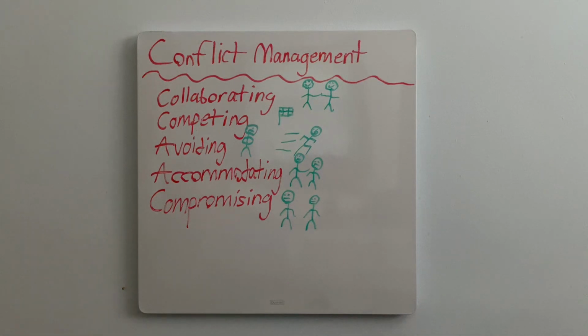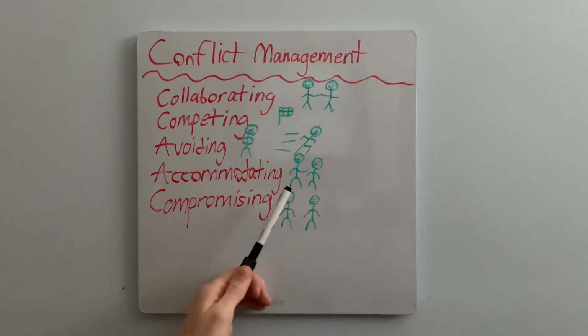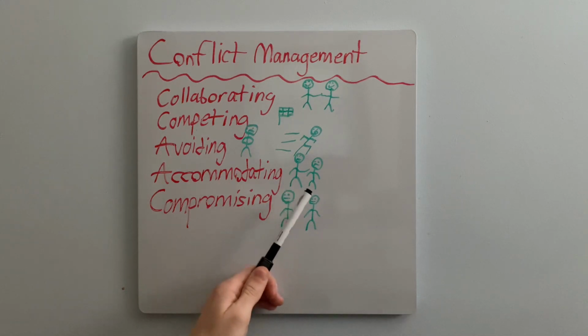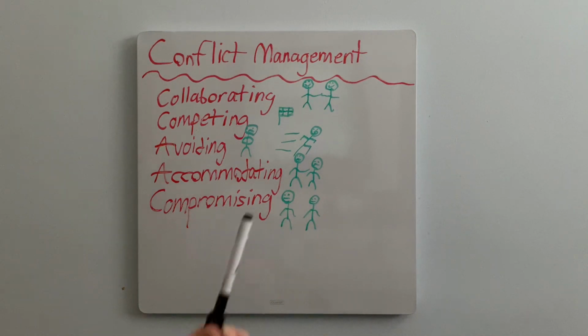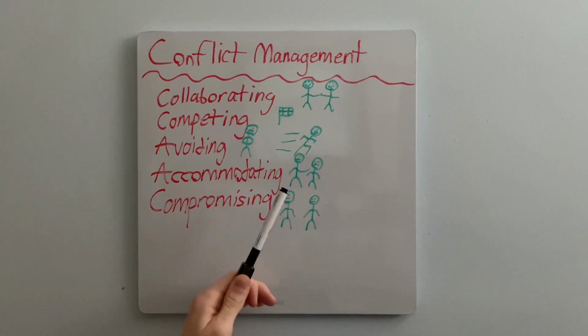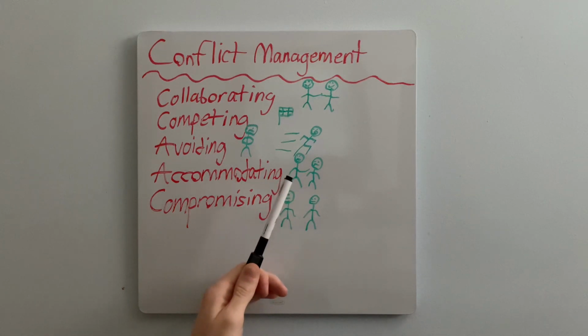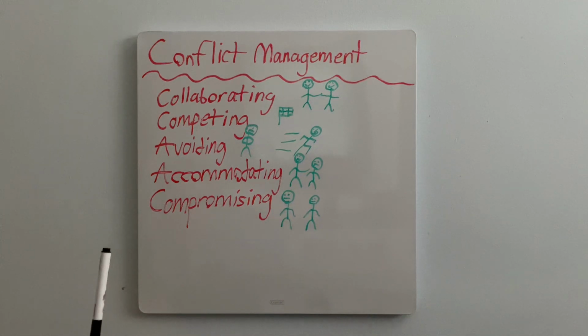The fourth one is accommodating, where you are the one who's always comforting the other person. So you're basically saying you value relationships over your goals. And then finally, we have the fifth one, which is compromising, where you both have to give up something in order to maintain your goals and your relationships.